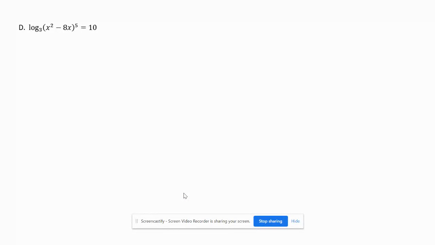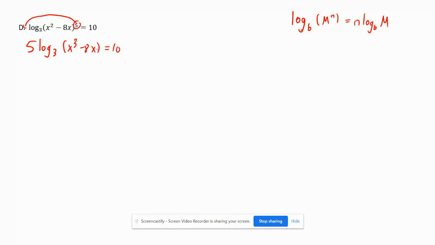Okay, example D over here. I'm going to show you what I think is the easiest way to do this question, which is to use our power law for logarithms. So our power law again was log base b of m to the n is n log base b of m. So in this case, the 5 can come down in front. And then I'm going to divide both sides by 5. Oops, that was an x squared, not an x cubed.